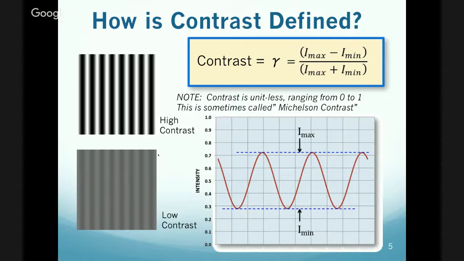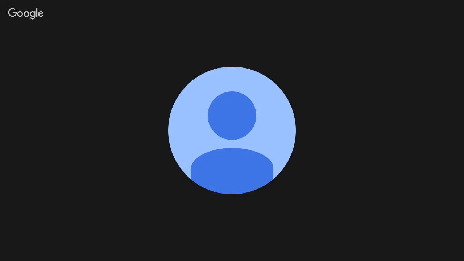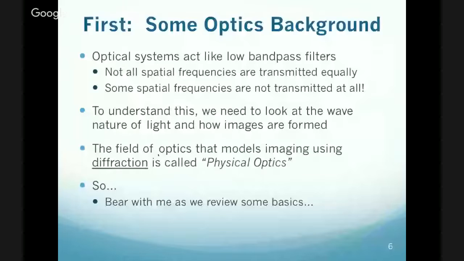And before we can really talk about what MTF is, we need to go through a little bit of optics background. So you have to bear with me here as I talk about how optical systems work. Optical systems, it turns out, act like low bandpass filters in terms of spatial frequency. So not all spatial frequencies are transmitted equally through your telescope. Some spatial frequencies are not transmitted at all.